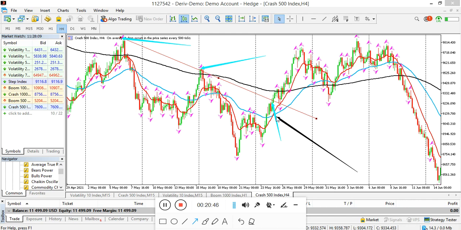The 50 moving average and the 30 moving average are crossing, so there is a need to exercise a lot of patience to actually see if we can enter or not. Please listen very attentively.